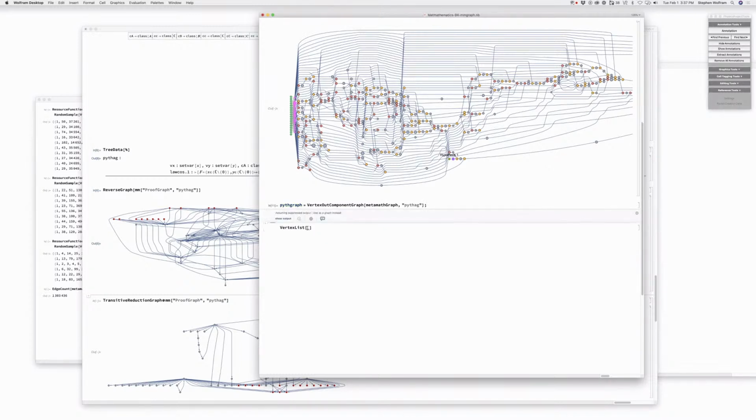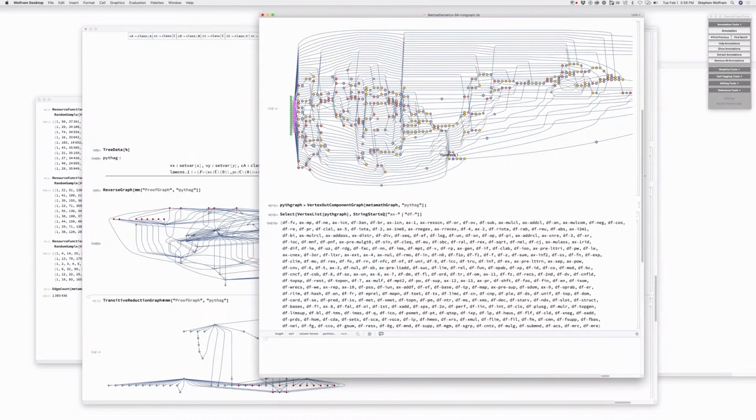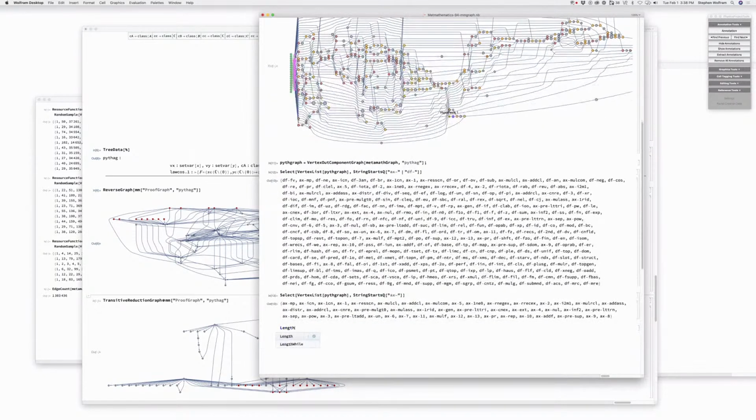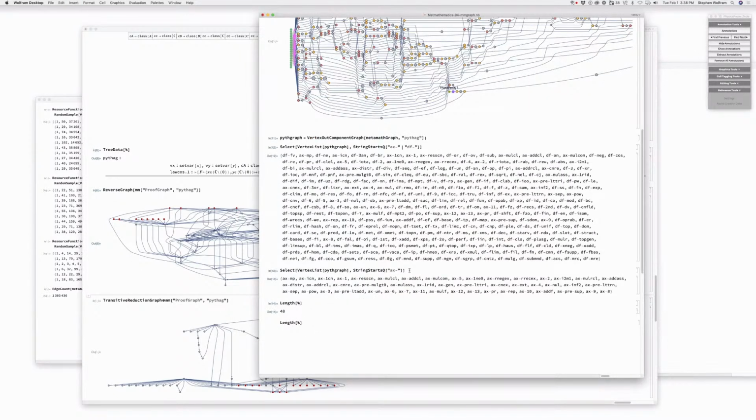Okay, so we have this graph, and now we'll say vertex list of the pith graph, and then in that select string starts with df-. Those are the definitions and axioms on which this depends. Just so we're clear, there should be 48 axioms on which this depends. Ding, and ding, there are. Great. Let's make sure we understand how many definitions it depends on.